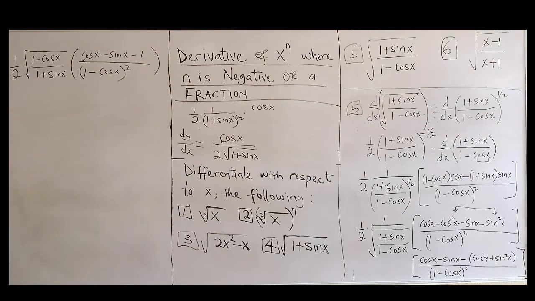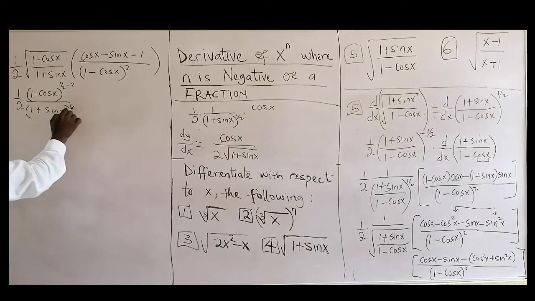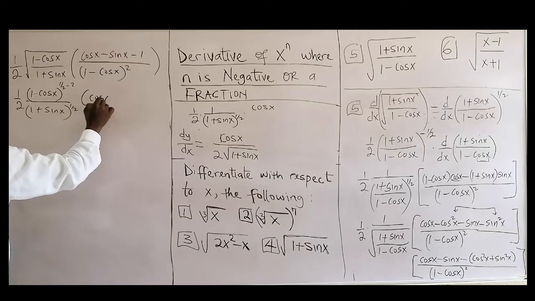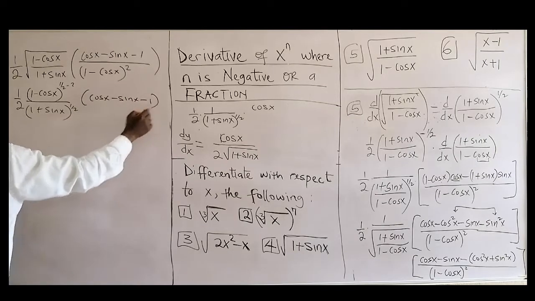Then the next thing for us to do now is to remove these radicals, so we can combine this one together with this one. So that will be equal to half into brackets. This one is having 1 minus cos x, half minus 2, because this is division, they have the same base. This one is having power of half all over 1 plus sin x power half. So into brackets cos x minus sin x minus 1.